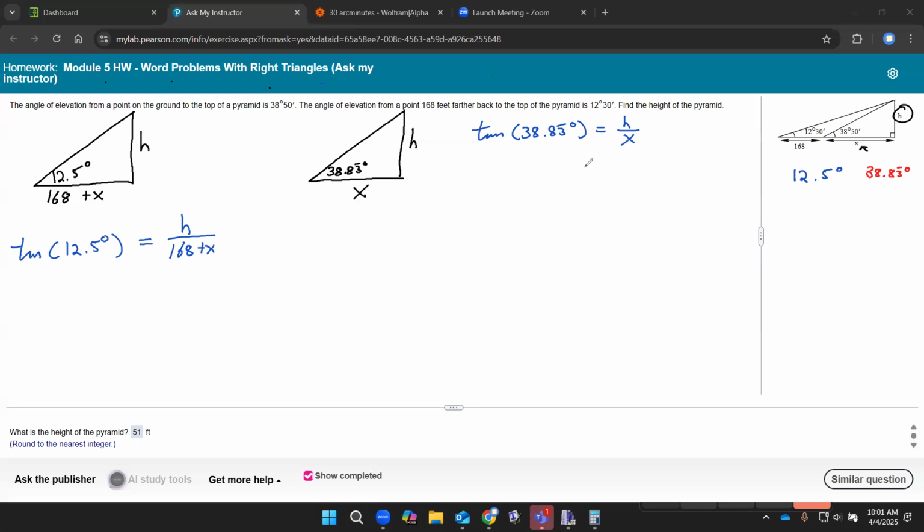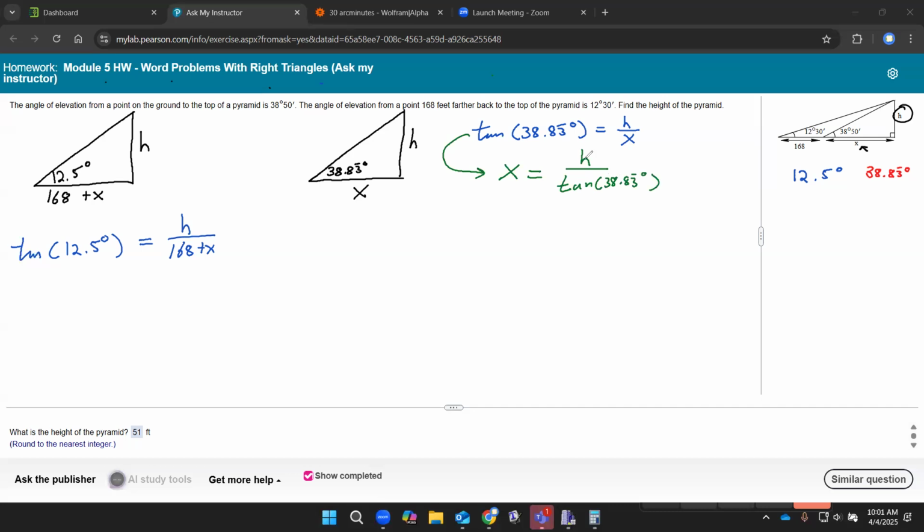What I'm going to do is what's called substitution. I want to get rid of x if that's possible. So here's what I'm going to do: I'm going to rewrite x in terms of h. If I multiply by x on both sides and divide by tangent on both sides, I get x equals h over the tangent of 38.83 degrees, which is just a number.